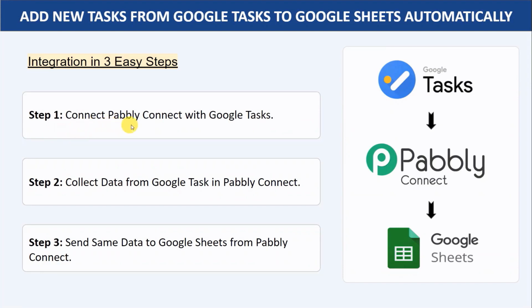In step 1, connect Pabbly Connect with Google Task. So in step 1, we are going to create an integration with Pabbly Connect and Google Task. Now at step 2, collect the data from Google Task in Pabbly Connect. So basically Pabbly Connect is going to capture the data from Google Task. And in step 3, send the same data to Google Sheets from Pabbly Connect. So the data which Pabbly Connect has captured from Google Task, the same data will be sent to the Google Sheets. So basically, we have created an integration between Google Task and Google Sheets with the help of Pabbly Connect. So now let us learn the steps. Let us learn how to create the integration.